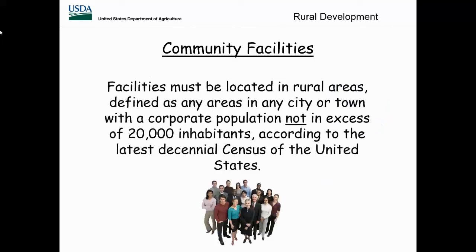One big difference in the community facilities program and the water and waste program, since we are financing community facilities, which will include things like hospitals and libraries and so forth, those type of projects actually need a little bit larger service area in order to be feasible. So in this program, we can go up to 20,000 people in a city. Again, if we're outside of the city limits, the population's not an issue. But if we are making a loan to a city, the city has to be less than 20,000 people.